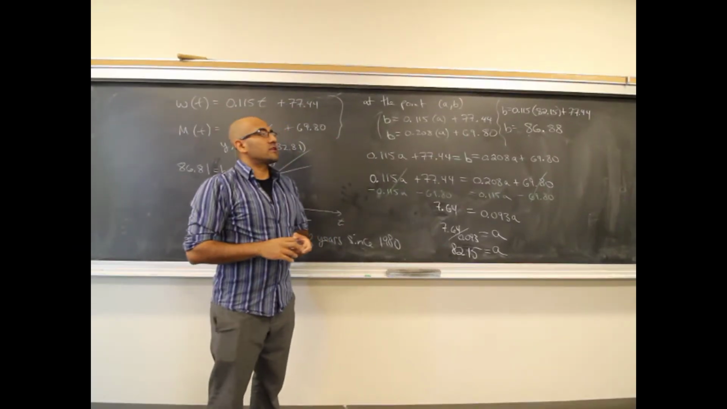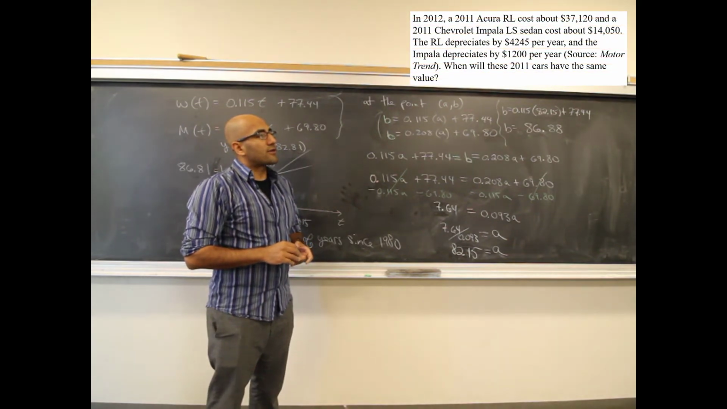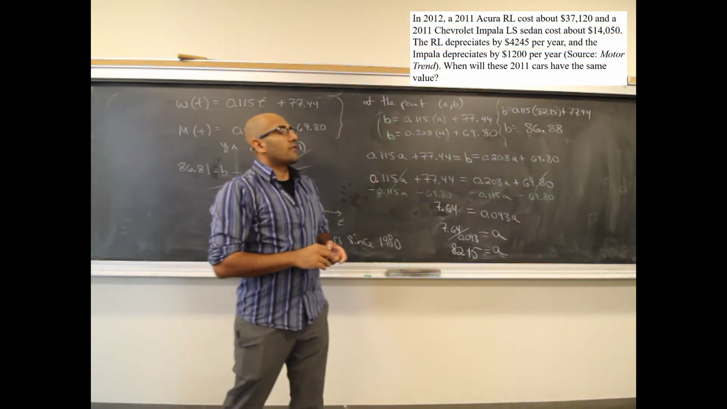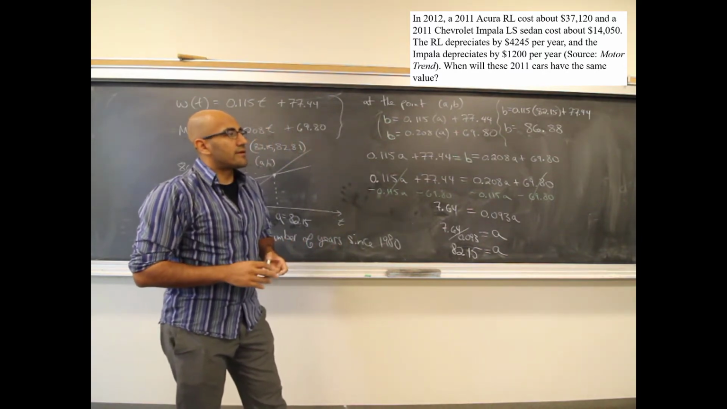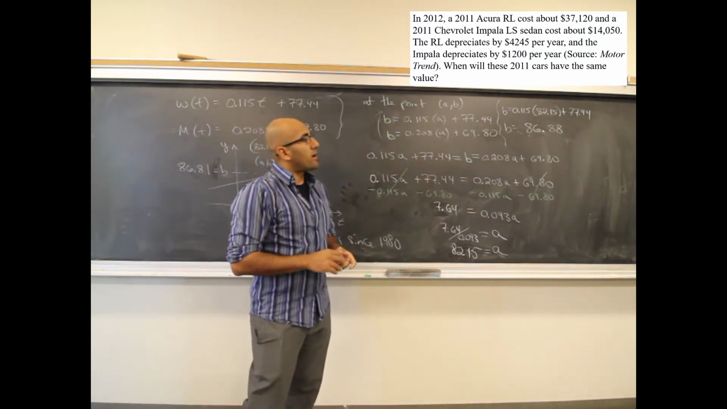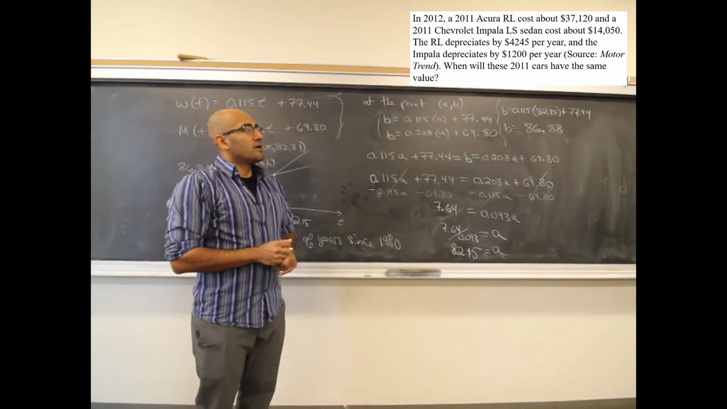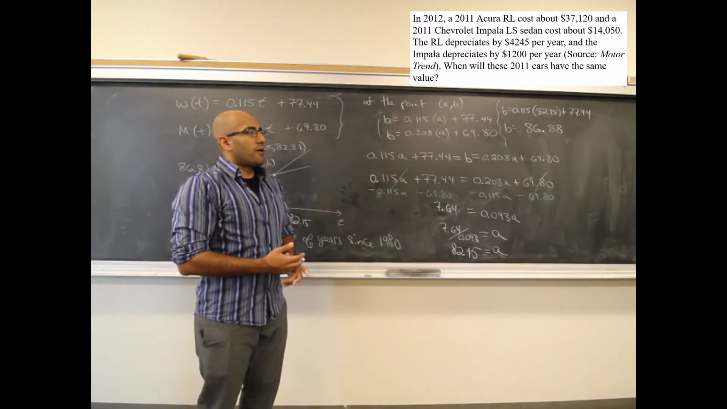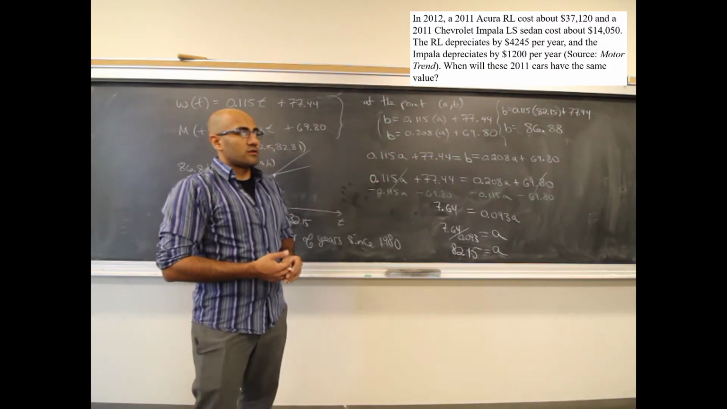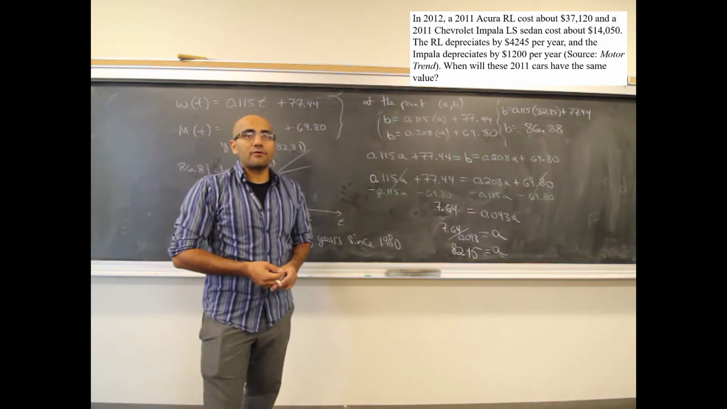Okay, so now let's take a look at this one. In 2012, a 2011 Acura RL cost $37,120, and a 2011 Chevrolet Impala LS sedan cost $14,050. The RL depreciates by $4,245 per year, and the Impala depreciates by $1,200 per year. When will these 2011 cars have the same value?